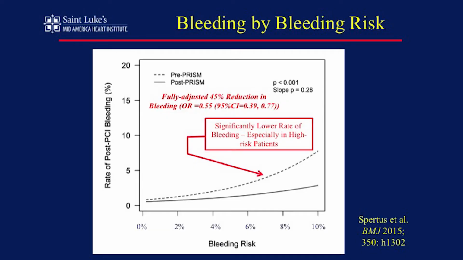This slide shows that the bleeding risk is on the x-axis and the observed bleeding is on the y-axis. Before the doctors knew the risk of their patients for bleeding, there was a significant increase in bleeding rates as the bleeding risk went up. But after the doctors knew, there was a significant decrease in bleeding, particularly in the high-risk patients, which is where you would expect it. And this agreed with a significant increase in the use of bivalirudin in the high-risk patients, or any bleeding avoidance strategy in high-risk patients, and less use in the low-risk patients.